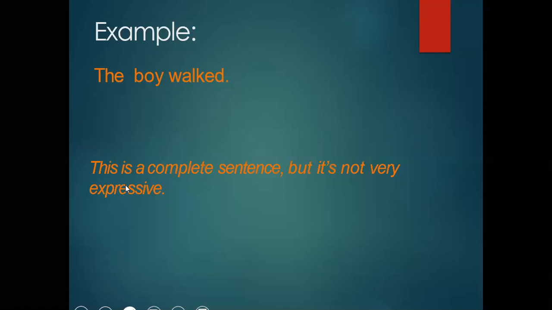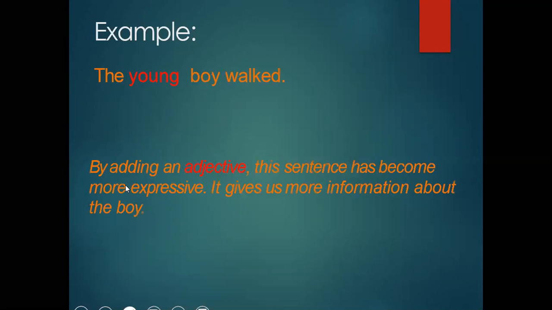It makes complete sense. You know what is happening. There is a boy who was walking. But this sentence is not very expressive. It's not very interesting. Now, if I write here, the young boy walked, by adding an adjective, this sentence has become more expressive. It gives us more information about the boy. An adjective is any word that tells you more about the noun. It describes the quality of the noun. Adjective is a noun describing word. Any word that gives you more information about the noun is an adjective.